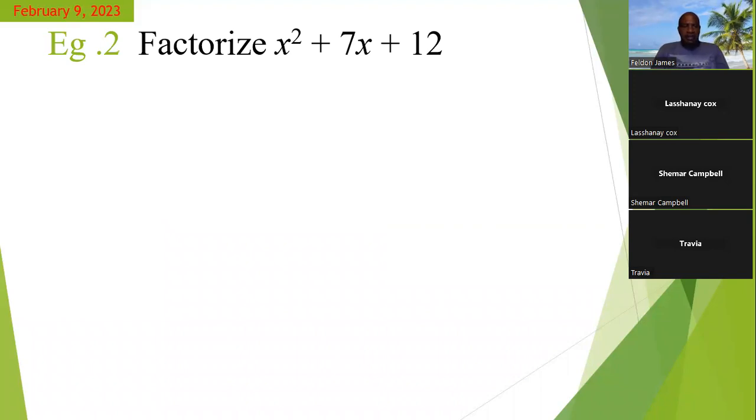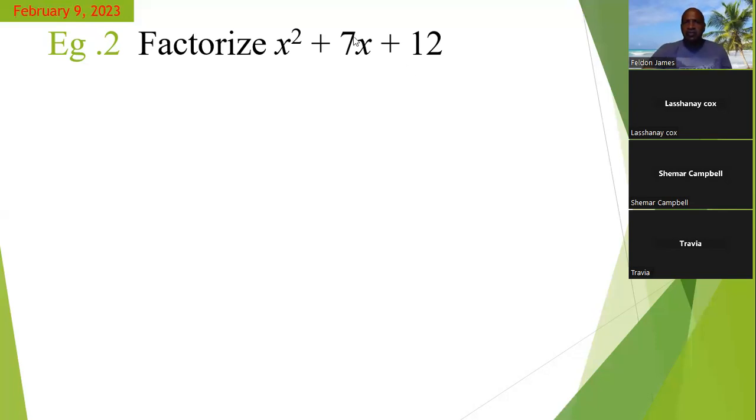Now here we have another example doing the same thing. So now, can somebody tell me 2 factors that you can use to multiply to get 12? When you add them, you get 7. 3 and 4. So what are we going to do now that we have found the 3 and 4? What is the next step?